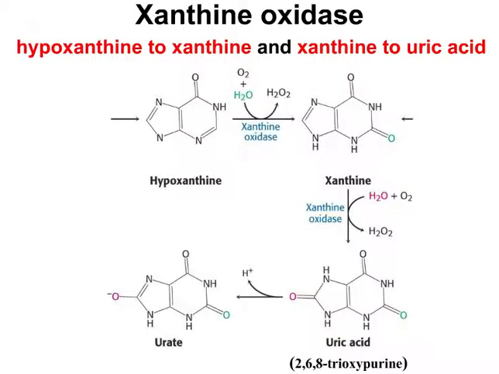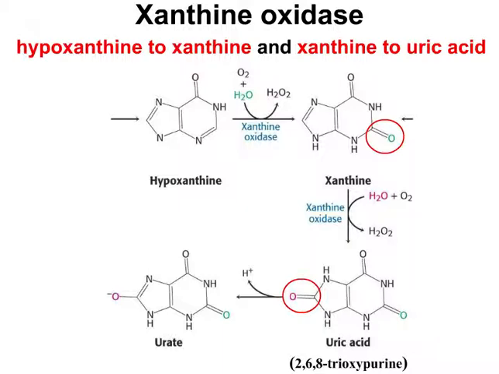Xanthine oxidase can oxidize two different sites on the purine ring. Uric acid is the end product of purine metabolism in humans. Uric acid is also 2,6,8-trioxypurine. Uric acid has a pK of 5.4 and is not very soluble in aqueous media. In the body, it is ionized to urate, which is slightly more soluble than uric acid. Urate and uric acid are both excreted in the urine.